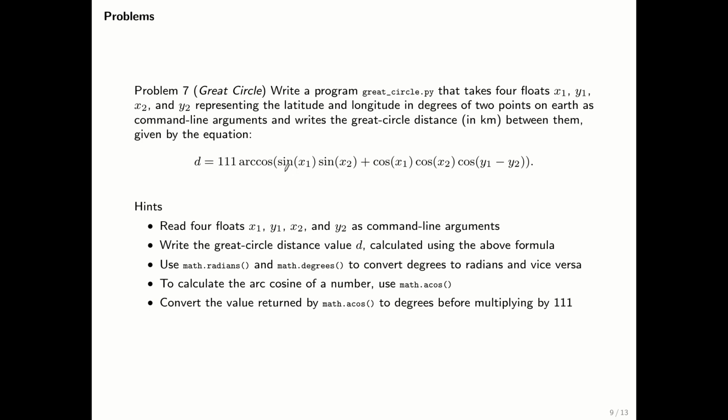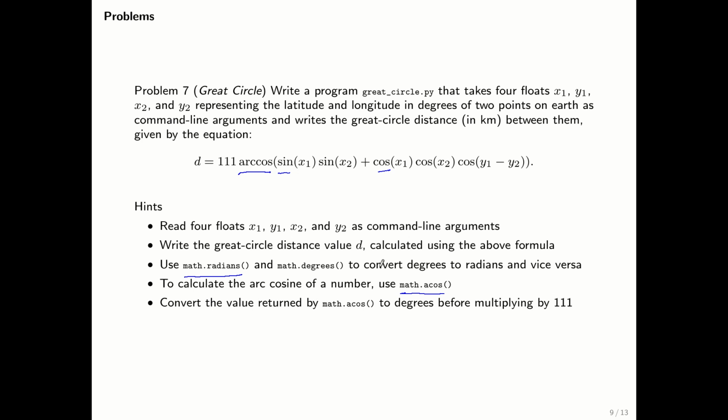Here again, when you need to calculate the sine and cosine of an angle, use the functions math.sin and math.cos, and both these functions expect the input to be in radians. So you need to first turn x1, y1, x2, and y2 into radians, and the way you do that is by using the math.radians function. All right, and then to calculate the arc cosine, the inverse cosine of a number, you can use the math.acos function. All right, now acos returns an angle in radians.